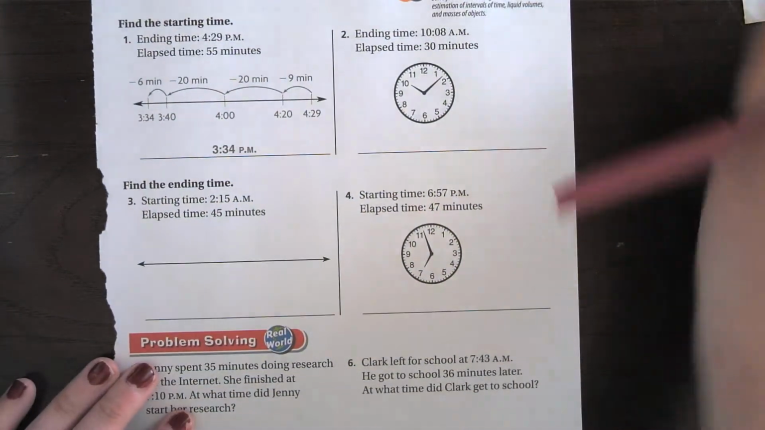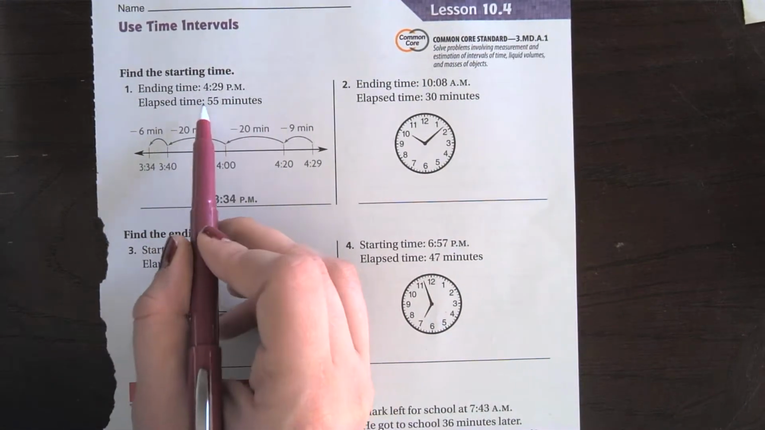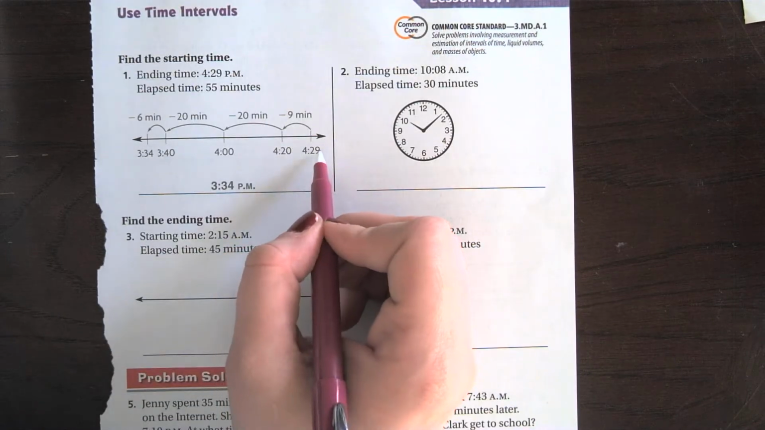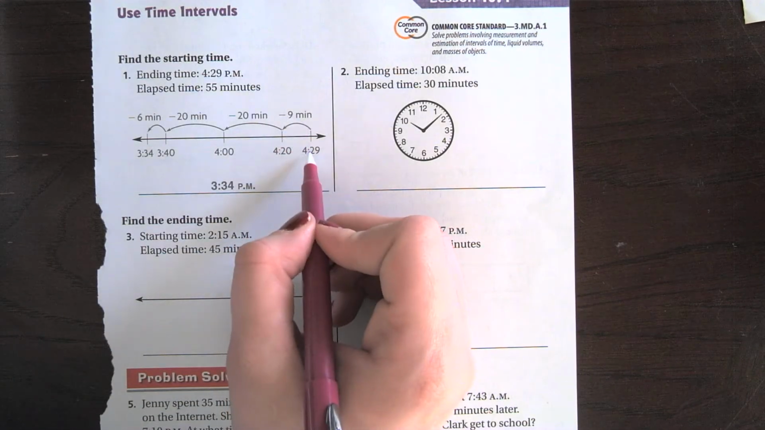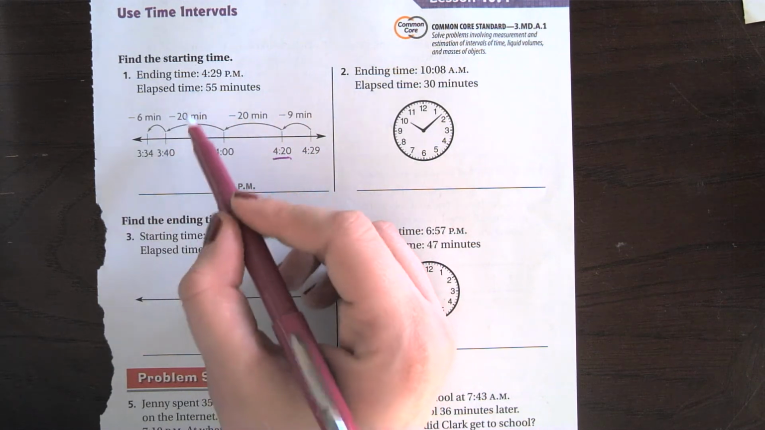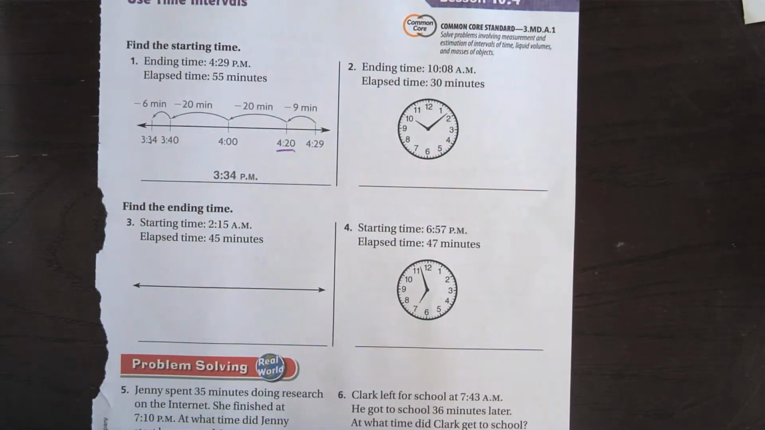All right, for the homework. The first one is done for us. They used 55 minutes. They had a funny time that they were starting at, so they subtracted a 9 so that it would be a nice even number. And then at the end, they added all these to make sure that they got to 55 minutes, and they found the start time of 3:34.